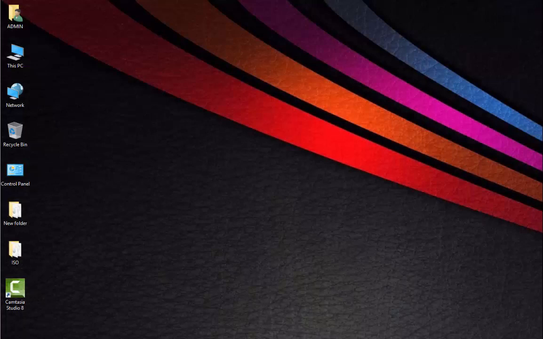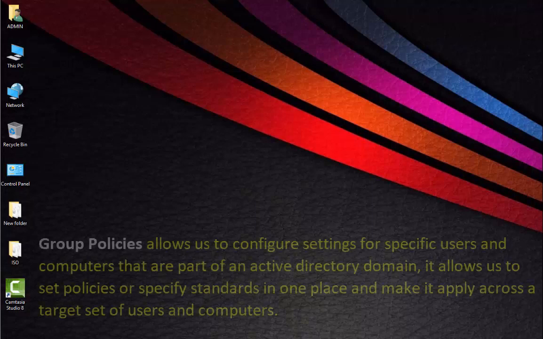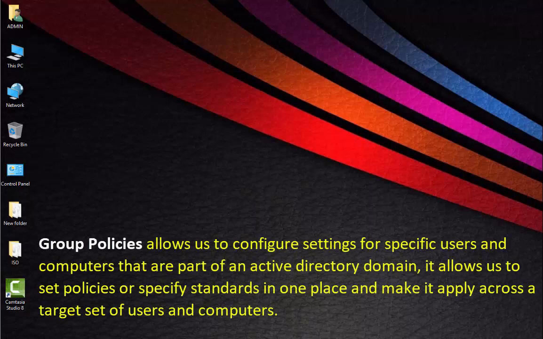Hi, in this tutorial I'm going to demonstrate how to configure a group policy object. Group policies allow us to configure settings for specific users and computers that are part of an Active Directory domain. They allow us to set policies or specify standards in one place and make them apply across a target set of users and computers.